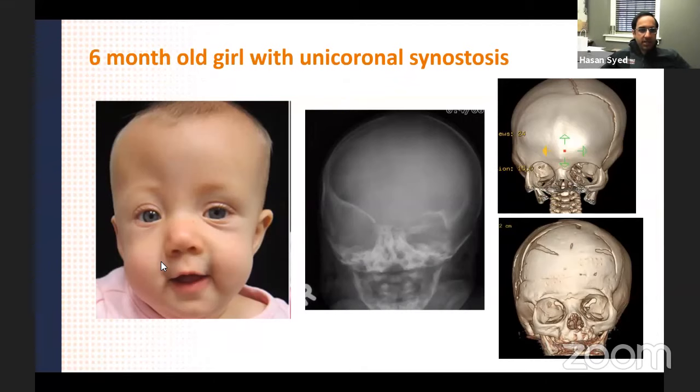So this is another picture of a girl with a right unicoronal synostosis. You can see, we talked about the contralateral bossing, the retraction of the orbit on the affected side. The nose is also something that can help in terms of diagnosis. The tip of the nose, I always find, is deviated contralaterally, and that can be a tip as well. So here you can see the CT scan showing the synostosis and then surgery afterwards.